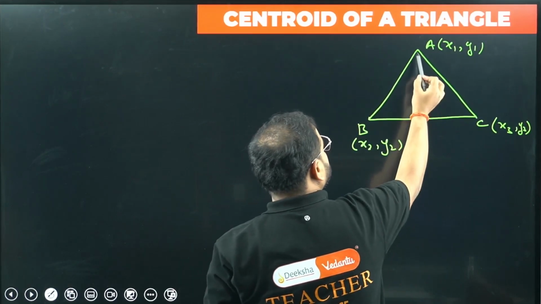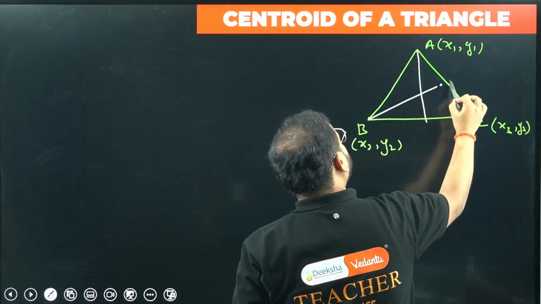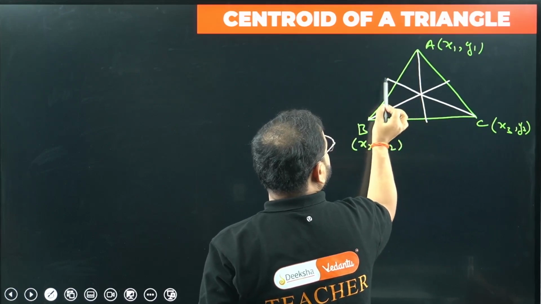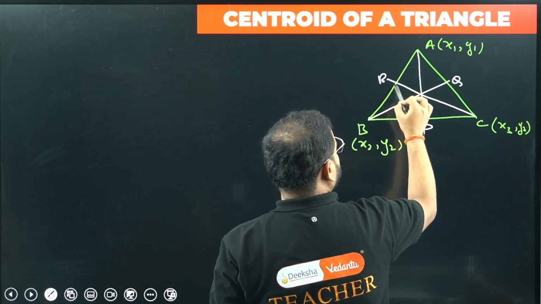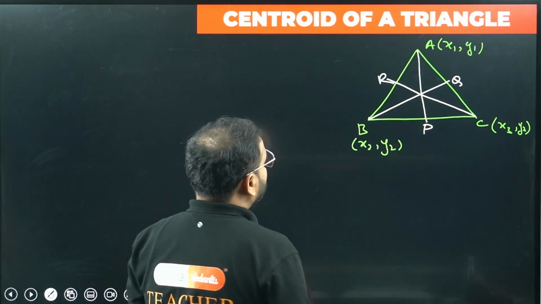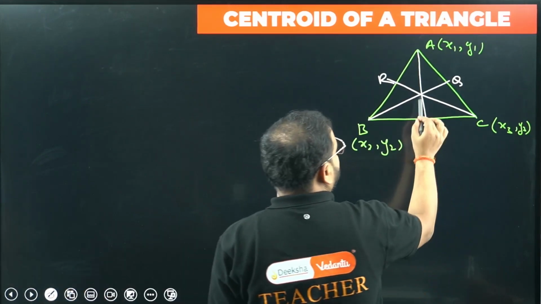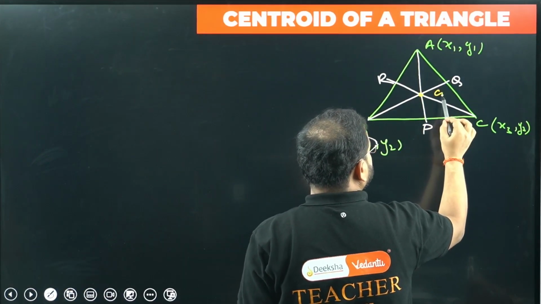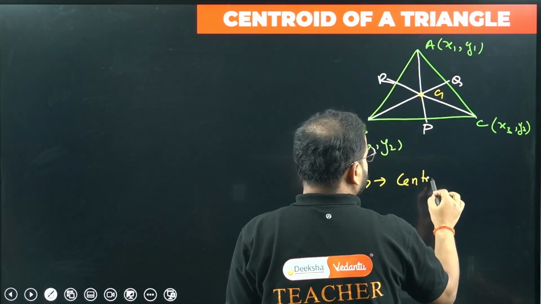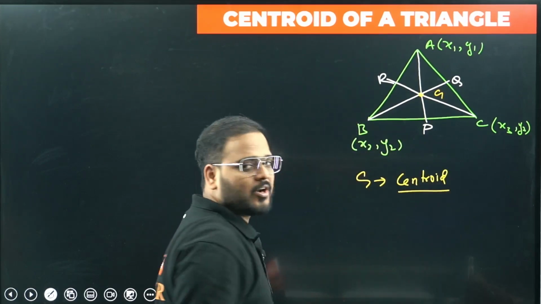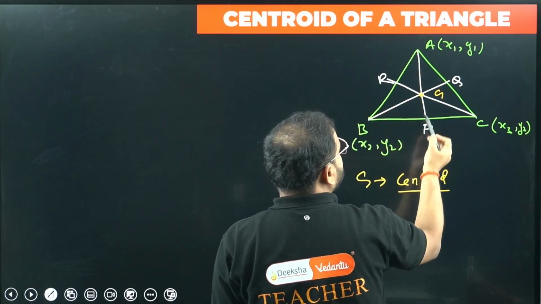Means if I draw the median across A like this, across B and across C, then this is my median, right? Let's call these P, Q and R. The point of intersection of all the medians, this point, is called the point G. And what is this point G called? Centroid.